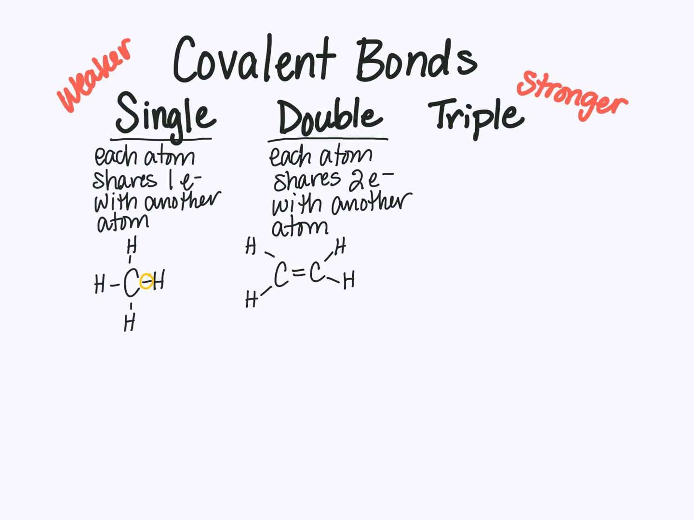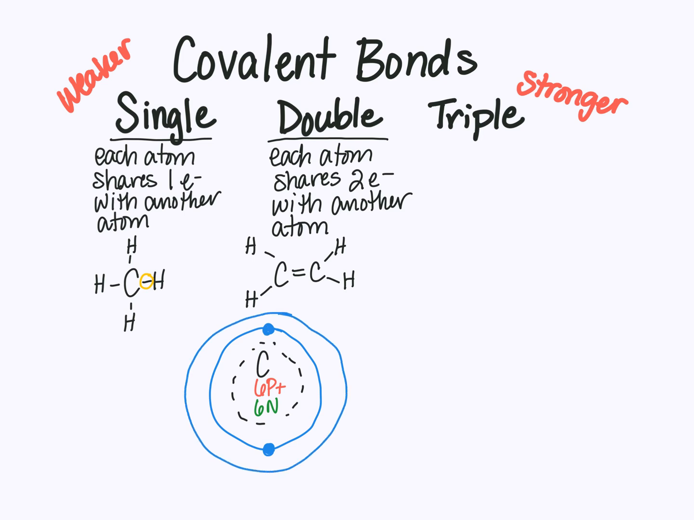So for an example of this, we could draw a couple of carbon atoms with the 6 protons and 6 neutrons in the nucleus. Our first electron cloud with 2 electrons, and then our second electron cloud with the 4 remaining electrons, but I'm actually going to draw 2 of them over here.